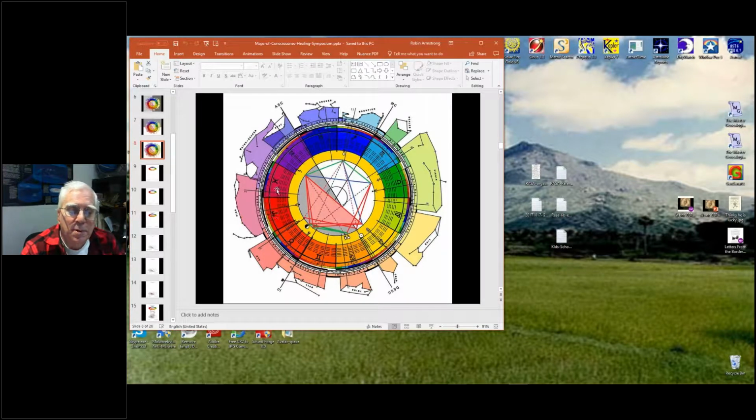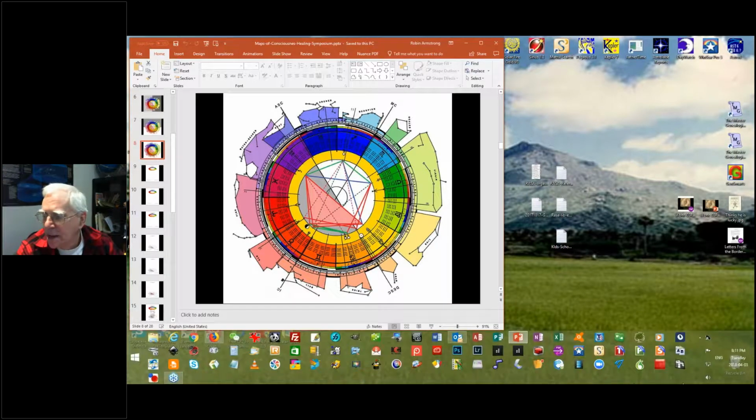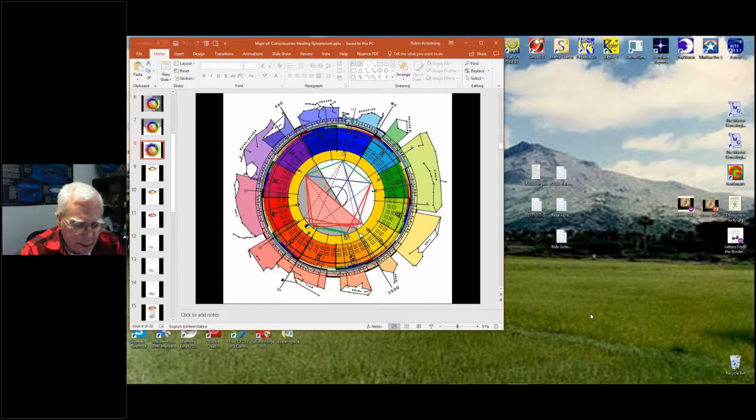Now, most computer charts, you can get in and eventually coordinate the color to get the right color for the right sign, many different systems. And some of them have all different house systems. We use the Placidus house system.